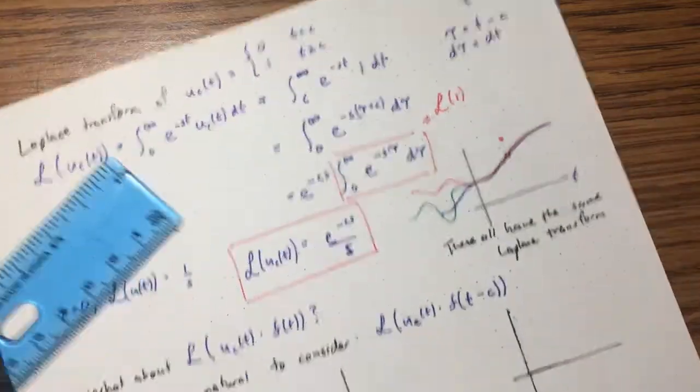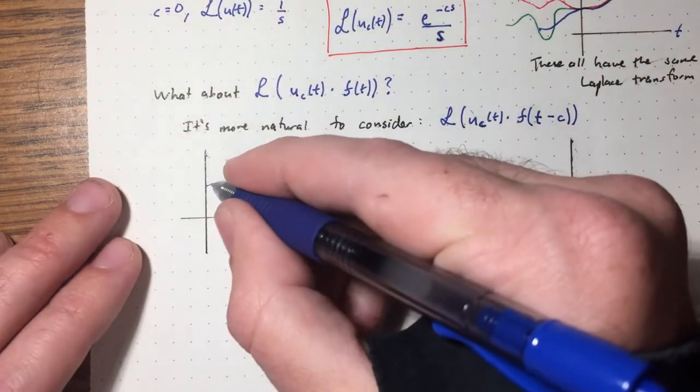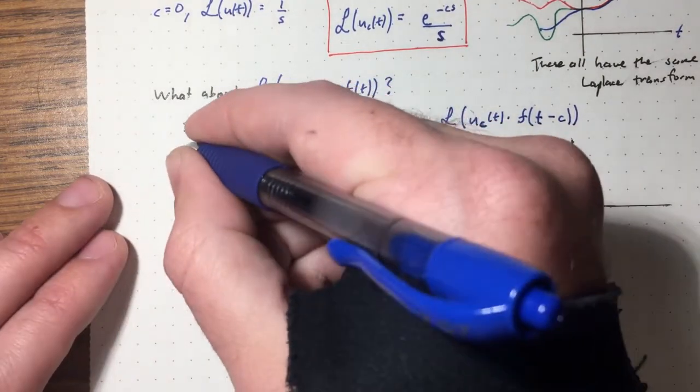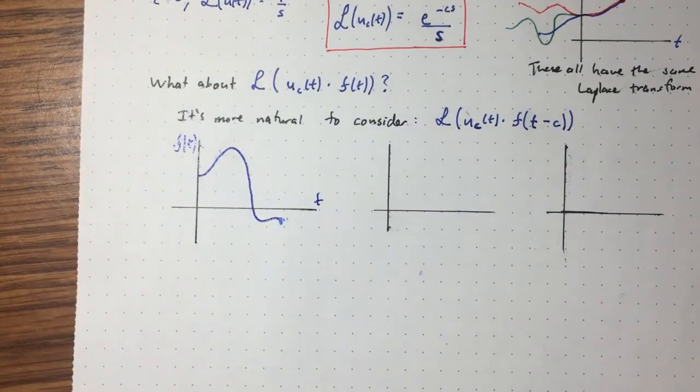Okay. Let's say we have some function f of t. Maybe it looks like this. Okay, here's my f of t. There are two things we can consider.